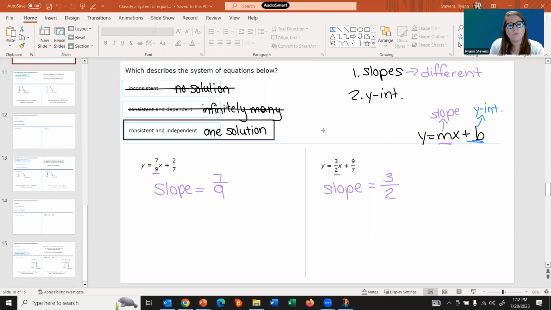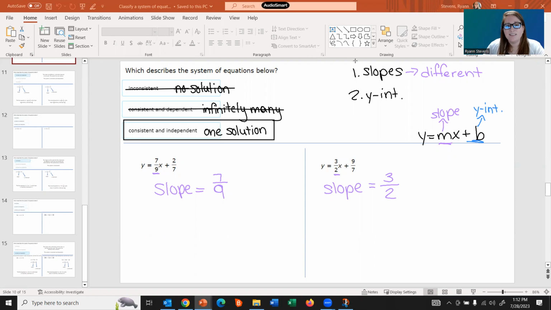And the reason why we don't say with one solution that they have different slopes and different y-intercepts is because sometimes the y-intercepts might be the same. Maybe that's where they cross. Maybe that's where those lines will meet, is at that y-intercept. And so the y-intercept can be the same if you have one solution, but it's important that the slope is different.